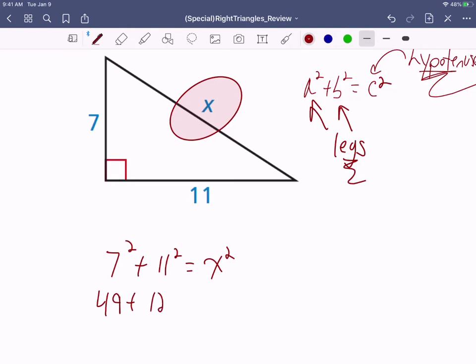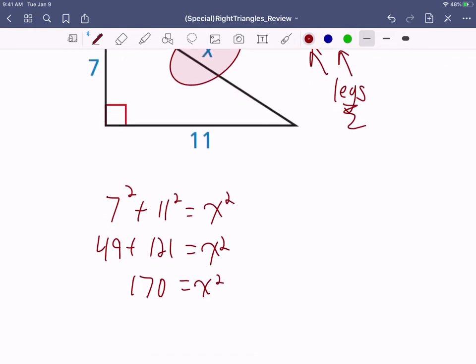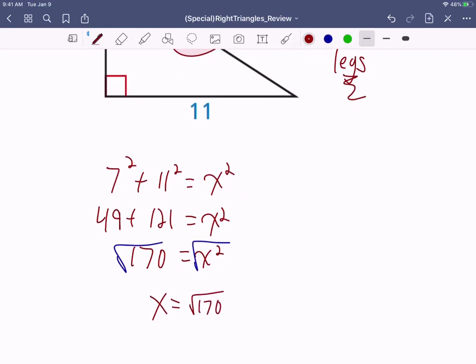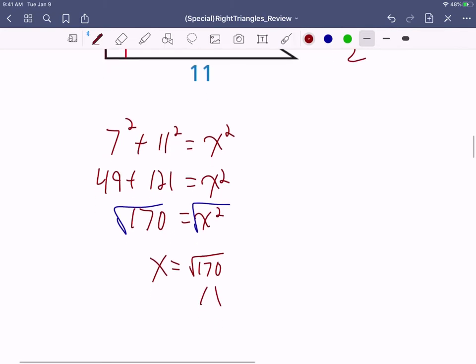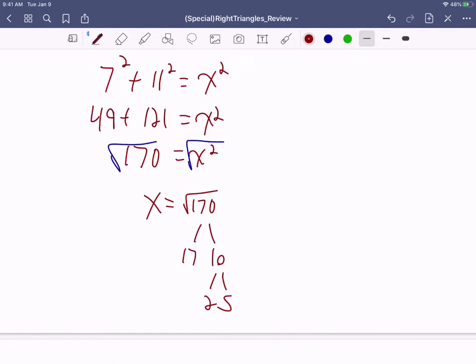So when you set this up, you have leg squared plus other leg squared equals hypotenuse squared. 49 plus 121 equals x squared. And that's going to be 170 equals x squared. In order to get x by itself, we must take the square root of both sides, and we end up with x equals the square root of 170. If we tried to reduce that radical, I'm going to make a little factor tree under here: 17 times 10. 17's prime, and 10 is just 2 and 5. So 2 times 5 times 17, there are no perfect squares there, so we don't have to worry about that.